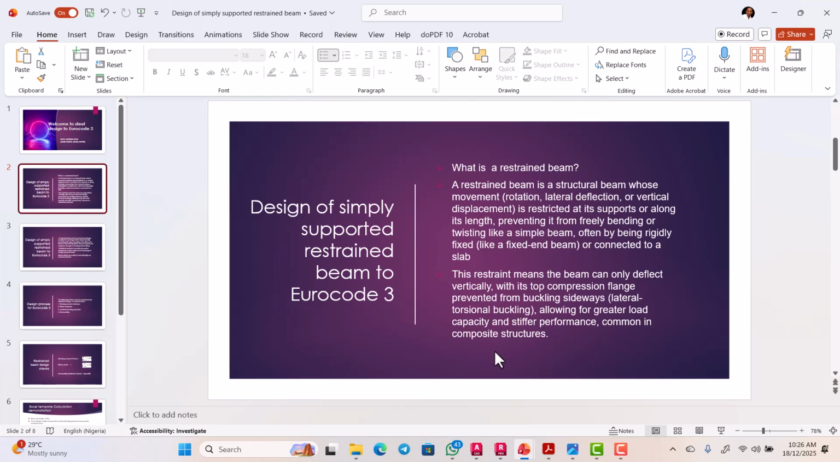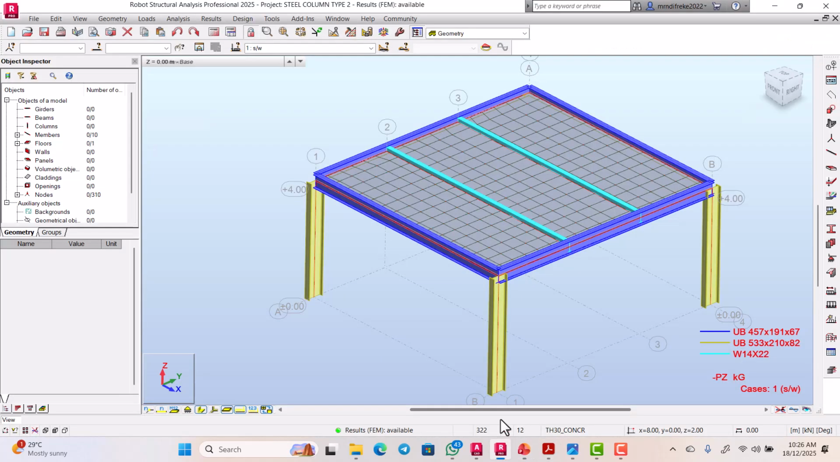Now, we can design this beam also as a steel composite beam. So meaning that we can design a secondary beam or a restrained beam as a steel composite beam, and design it as a steel composite beam as well for economy. But in this very module, we want to design it as a restrained beam. Maybe as we proceed, we are going to design this beam as a steel composite beam.